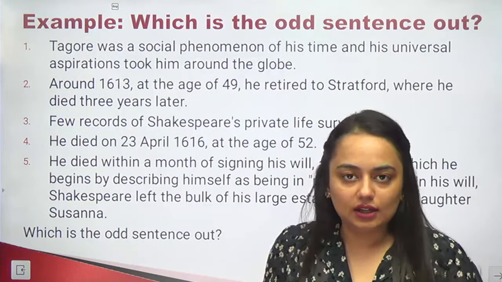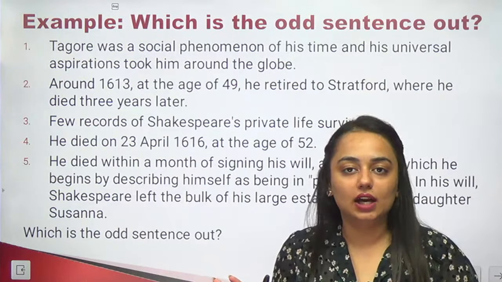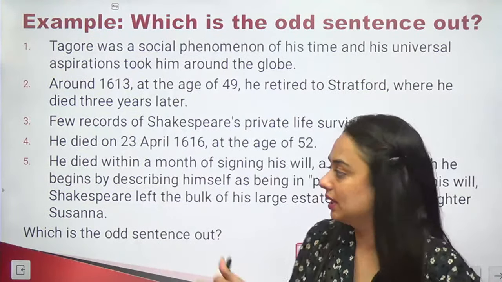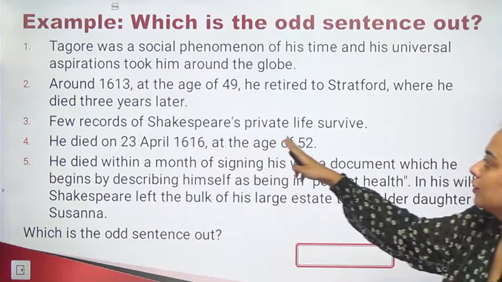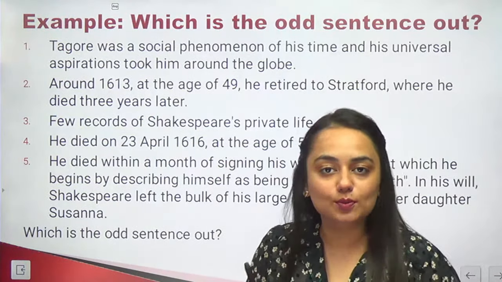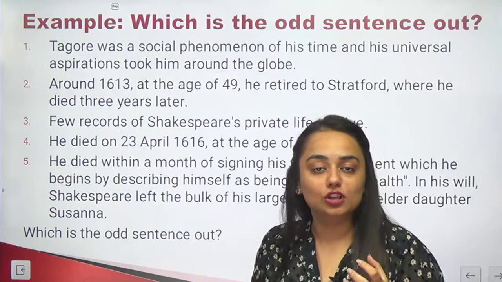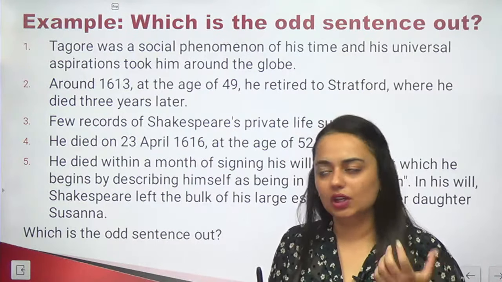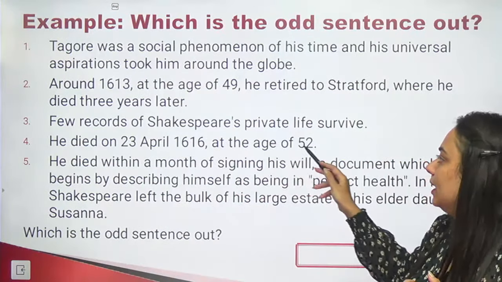So there are certain cases where you can use your wise guessing if you have the knowledge of that area. Even if you don't know about it, you've not read about it, you don't need to fret about it because there are other hints also, right? Let's see how. The third is, few records of Shakespeare's private life survive. You see, the second writer has been introduced, that is Shakespeare. Now there should be a doubt in your mind, as in, are the sentences about Tagore or Shakespeare? Let's further confirm it. He died on 23rd April 1616 at the age of 52.